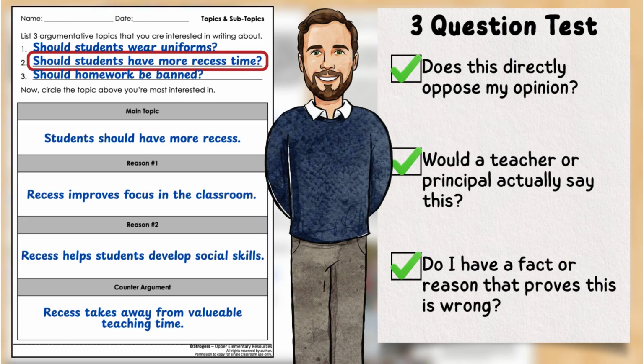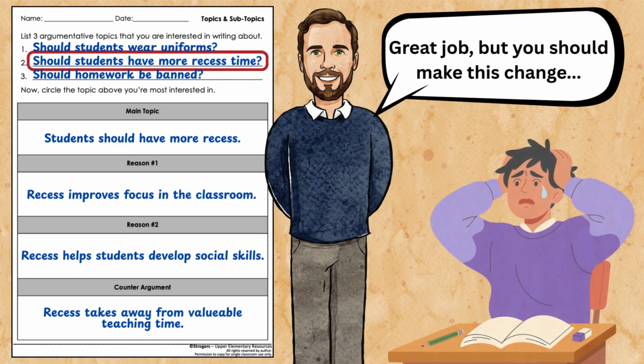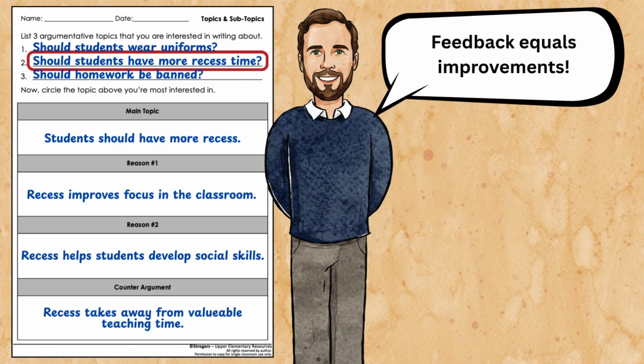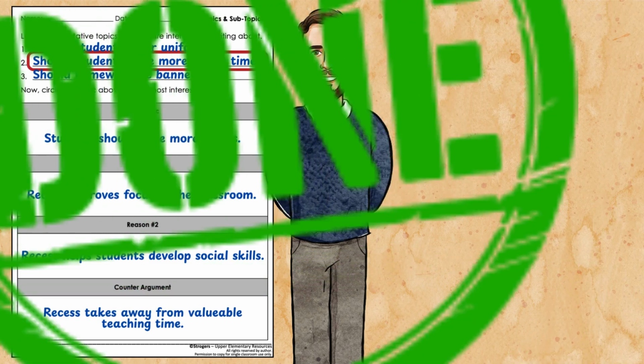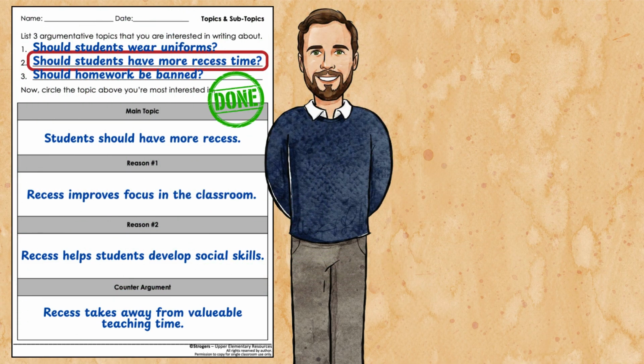This is often the most difficult part of an argumentative paper, so don't be discouraged if you're asked to make changes. Feedback isn't a sign of failure, it's the secret to making your argument strong. Once a teacher has approved your plan, you're ready for the next step, finding the evidence.